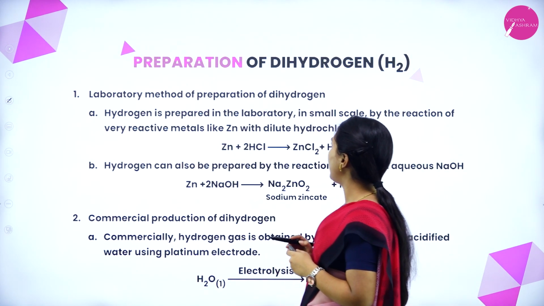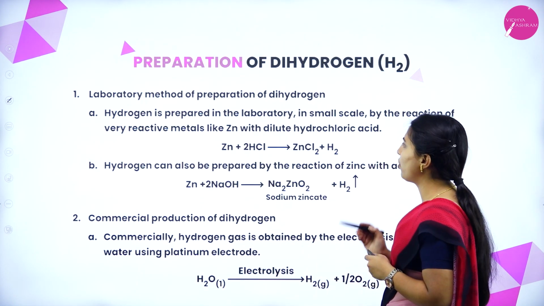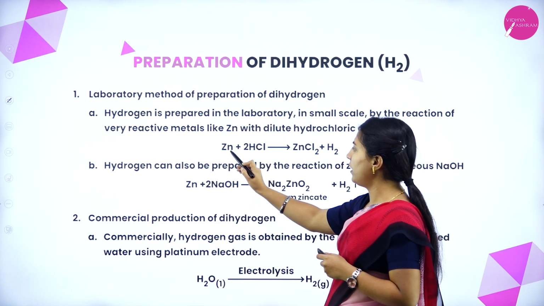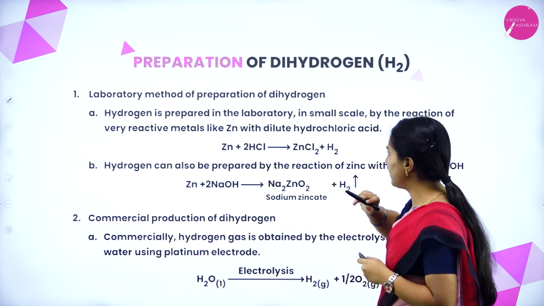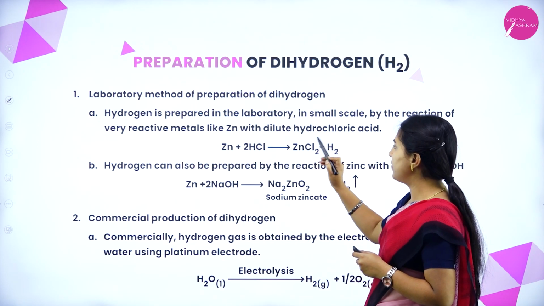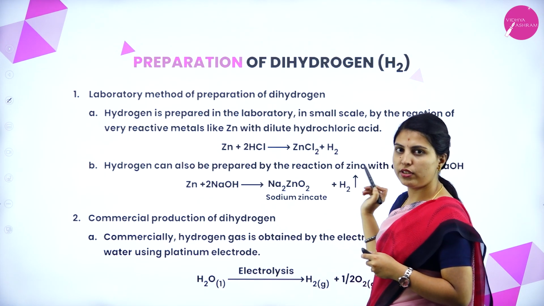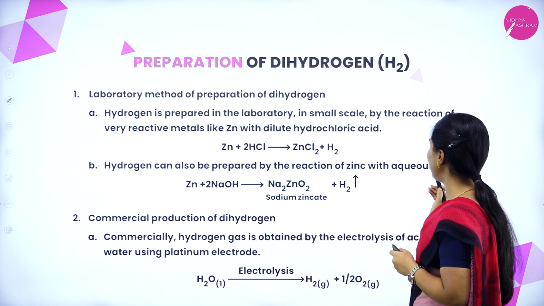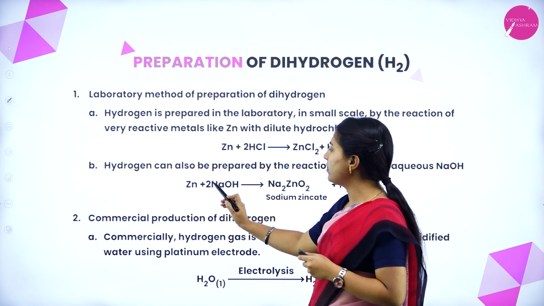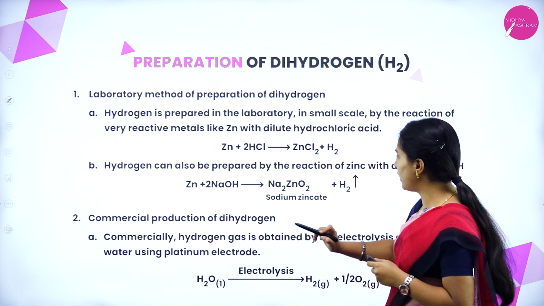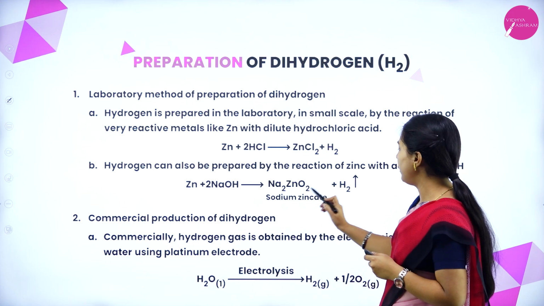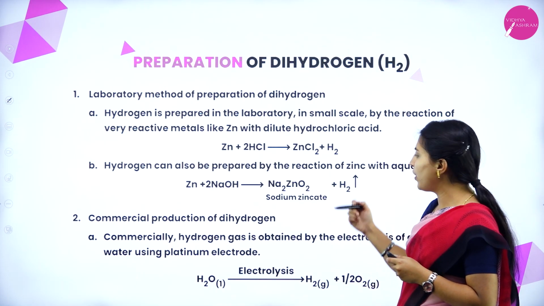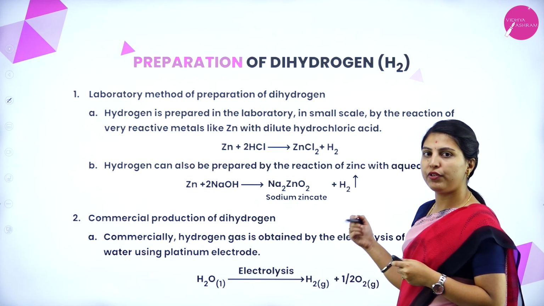Hydrogen is prepared in the laboratory on a small scale by the reaction of very reactive metals like zinc with dilute hydrochloric acid. See here, zinc plus hydrochloric acid, a salt will be prepared like ZnCl2 plus hydrogen gas. Hydrogen can also be prepared by the reaction of zinc with aqueous NaOH. Zinc plus NaOH, that is sodium hydroxide, will form sodium zincate and hydrogen gas. We have to observe that hydrogen gas is liberated in all these reactions.